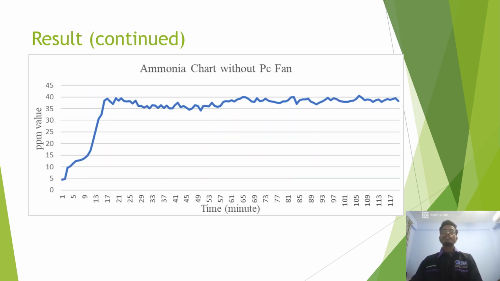Right now we are going to see the ammonia chart without the PC fan. When I released the ammonia gas in the partition, the reading kept on increasing and increasing, until it reached 40 ppm. Compared to carbon dioxide, ammonia releases a much higher reading. As we can see in this chart, the ammonia gas in the partition keeps on increasing and it never exceeds more than 40.